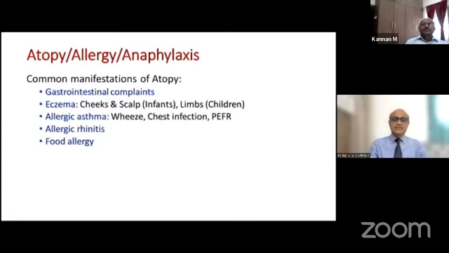Allergic asthma will generally present as wheeze, chest infection, and you would have to do a peak expiratory flow rate in these children. Allergic rhinitis, if the patient is having, and if you are able to prove that, then they would always have an accompanying hyperreactive airway. Similarly, food allergy is often missed, and we do not take a detailed history about food.